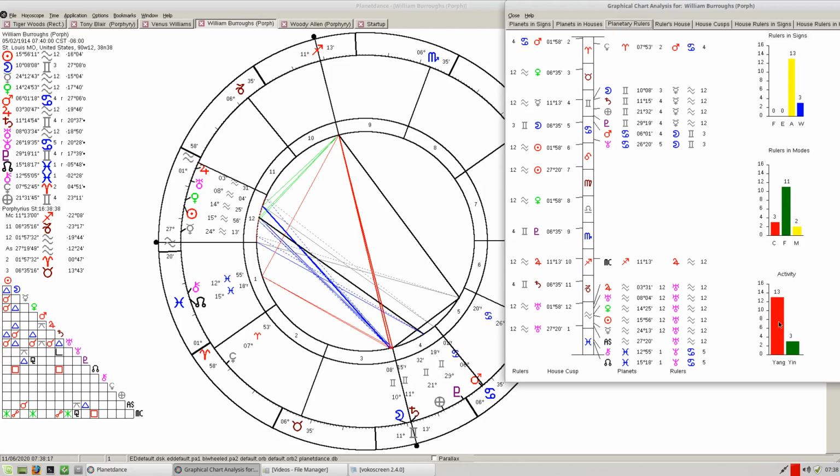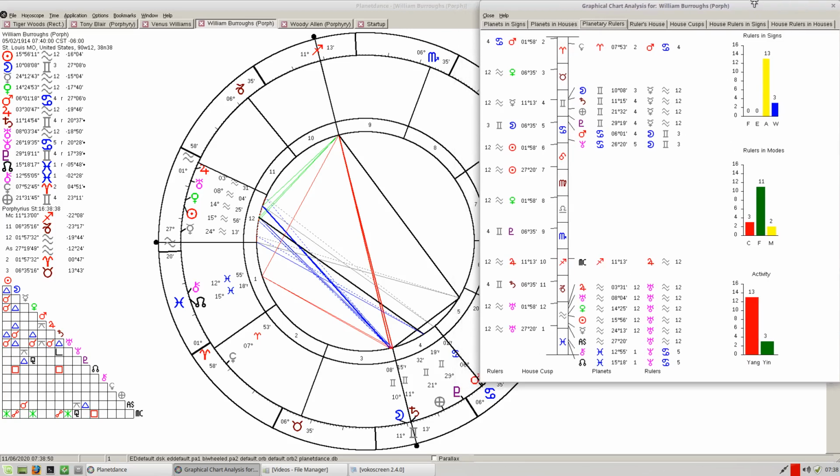And in terms of extroversion and introversion, or yang and yin, most of Burroughs's planetary rulers are in yang signs, fire and air, and only 3 in the yin sign, water, being Neptune and Mars ruling Lilith and Chiron and the North Node. So you can explore the rest of this module for yourself.